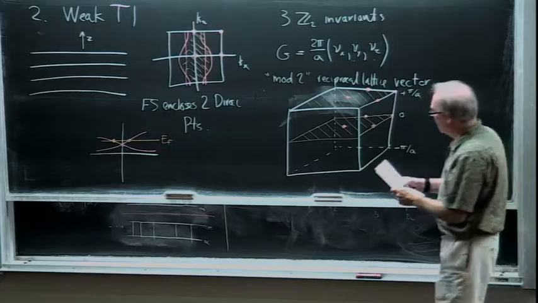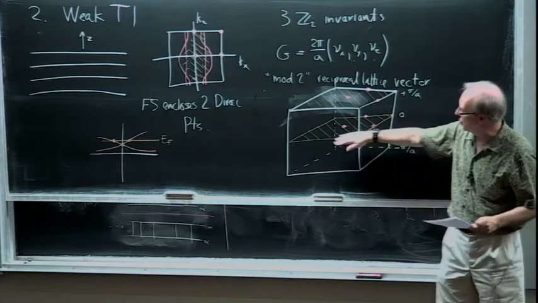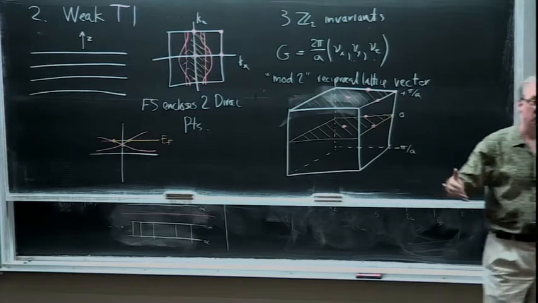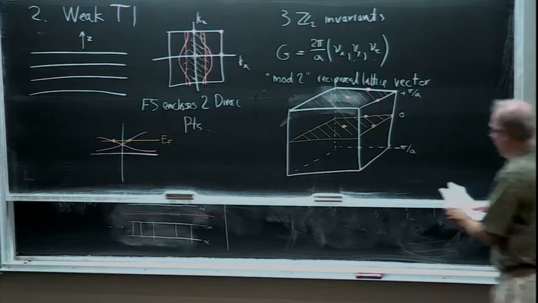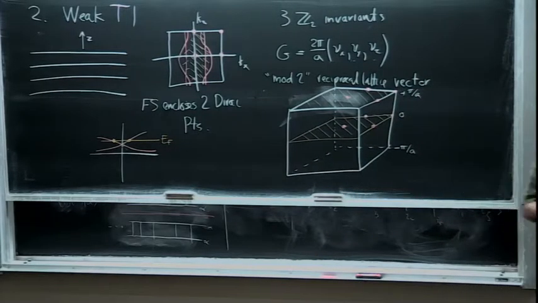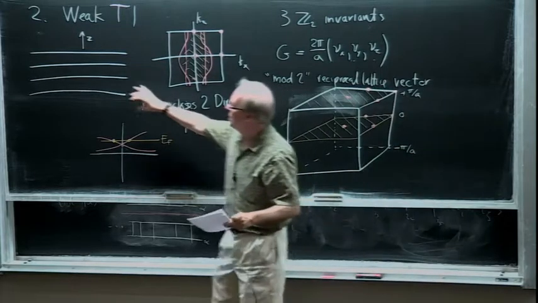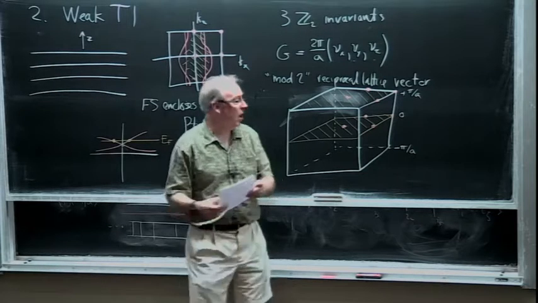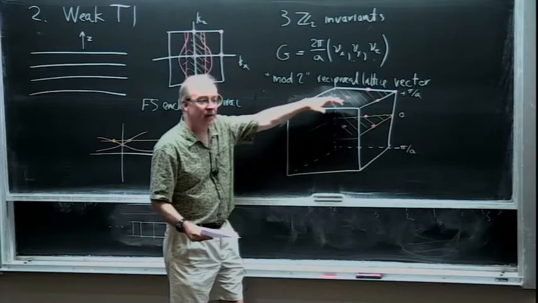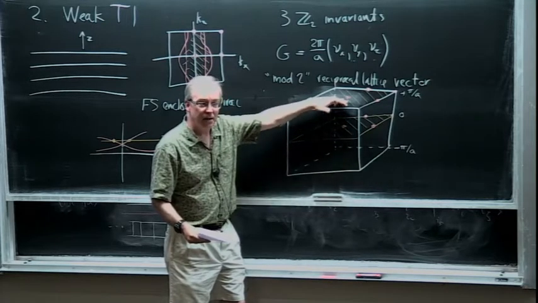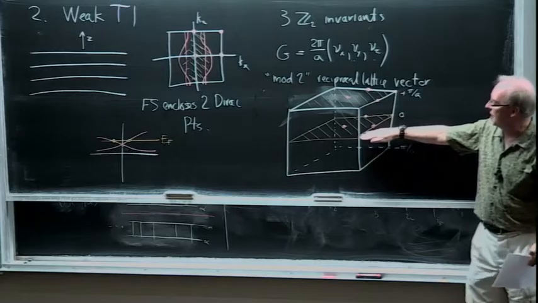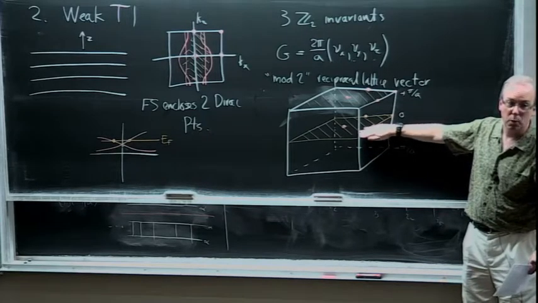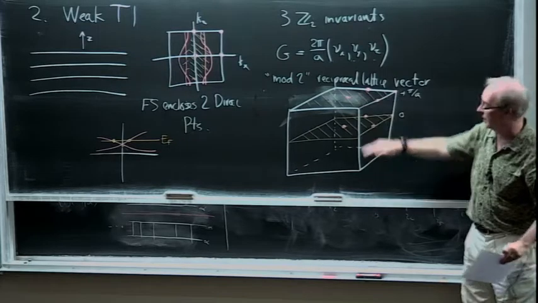So each of these planes is characterized by a two-dimensional Z2 invariant. Now, in the case of the weak topological insulator, a starting point for thinking about it is the case where I have independent layers. In that case, everything is independent of kz, so this layer will be the same as this layer, and this plane will be the same as this plane. So for the weak topological insulator, we expect that the Z2 invariant in the kz equals zero plane will be the same as the Z2 invariant in the kz equals pi plane.